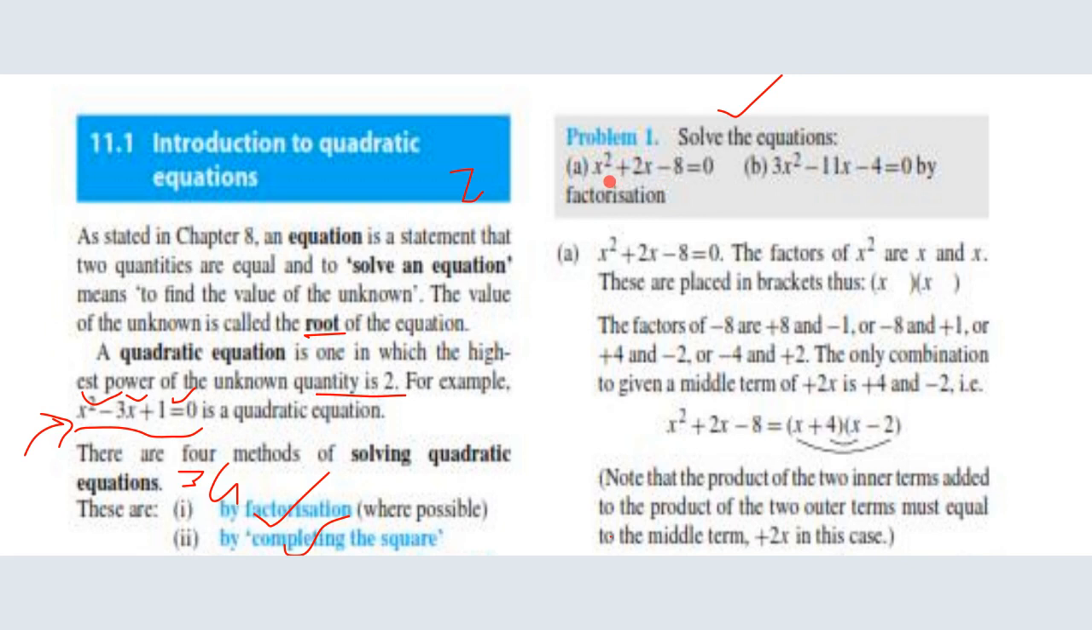So let's look at part A of problem one. We have a quadratic equation in the form of x squared plus 2x minus 8 is equal to 0. So we're looking at solutions through factorization, and I've mentioned here we look for factors. We look for factors that we can put together to be able to sort ourselves out. So how do we come up with our factors? Anybody? What guides us?